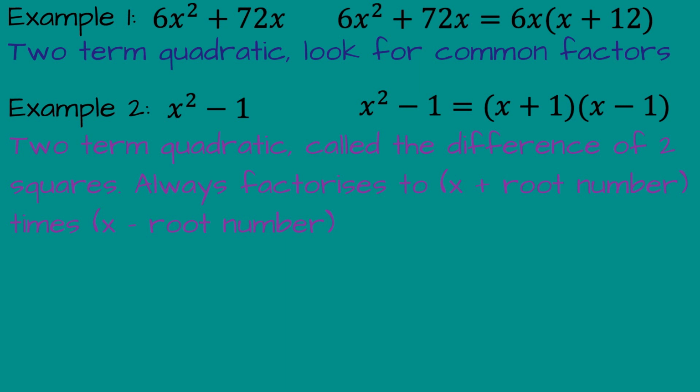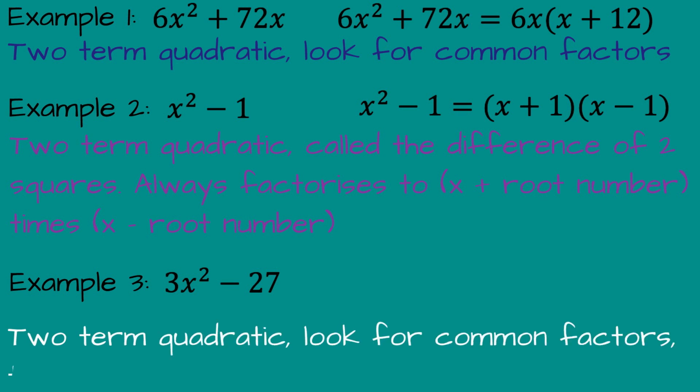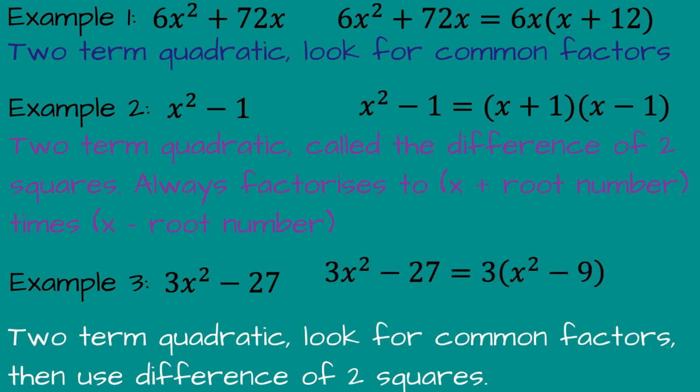Moving on to example 3, another two-term quadratic. First look for common factors. The only common factor is 3. Factorizing gives 3, times x squared minus 9. X squared minus 9 is the difference of two squares, so we can factorize again, to 3, times x plus 3, times x minus 3.